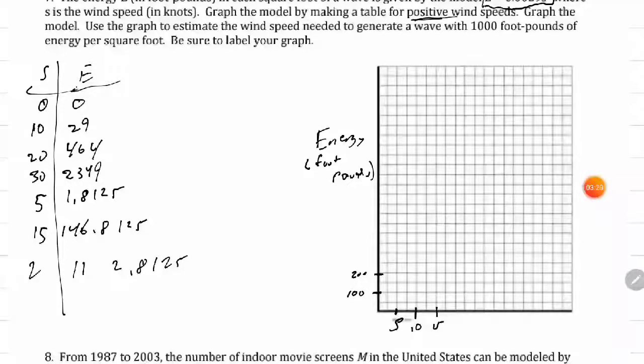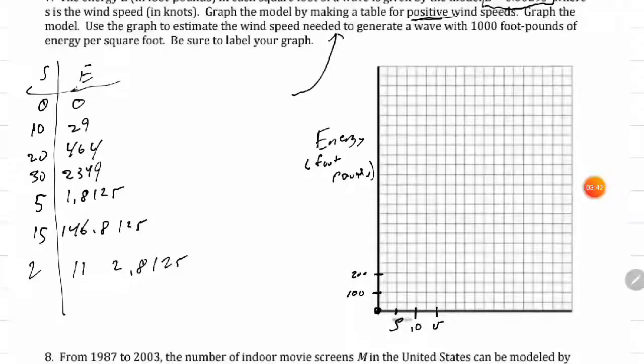Let's get started at 0, 0. And then I'll have you graph the rest, but it should look something like this. Nothing special.